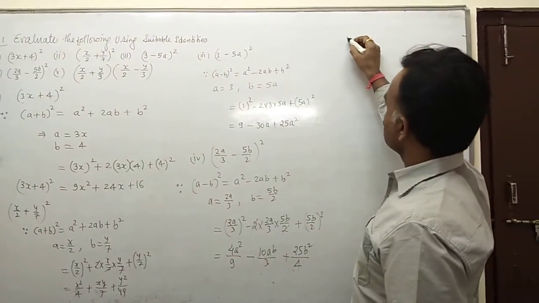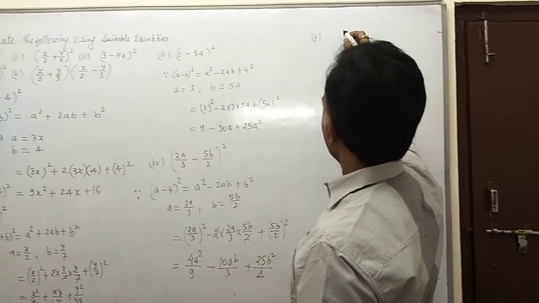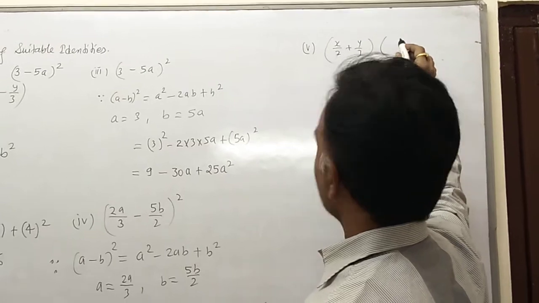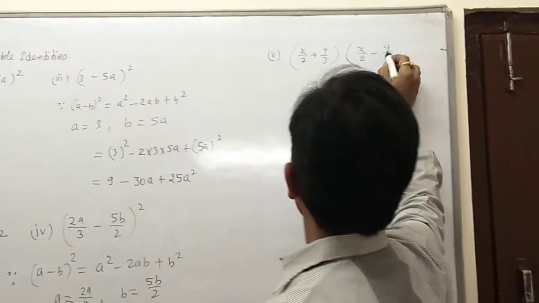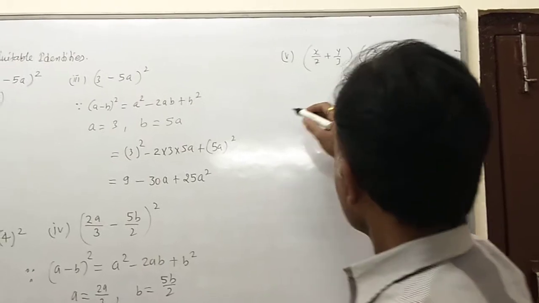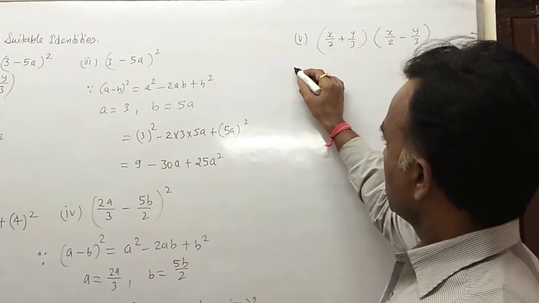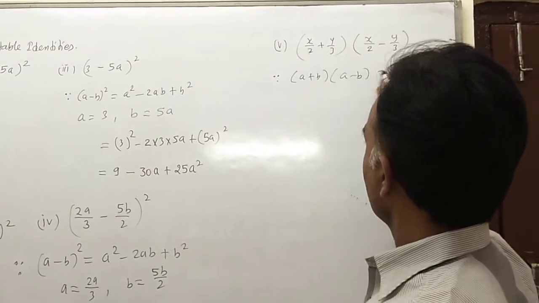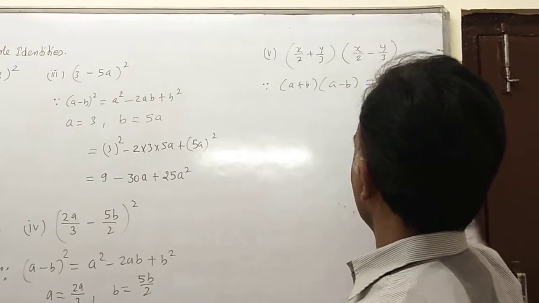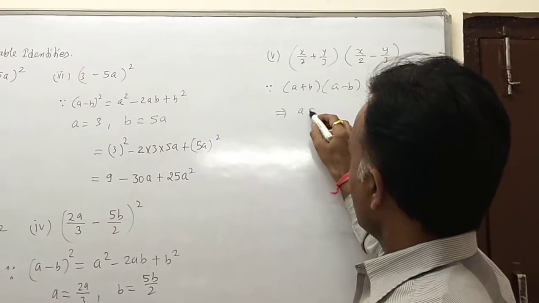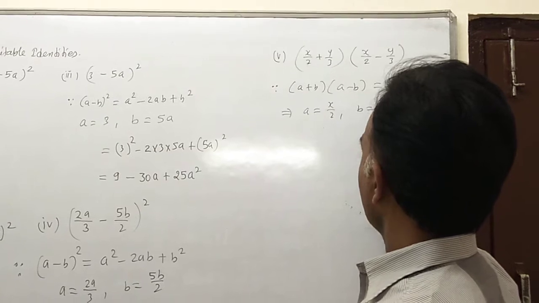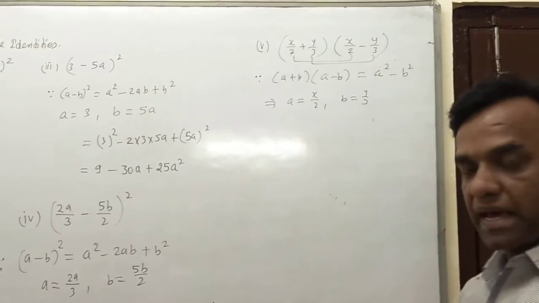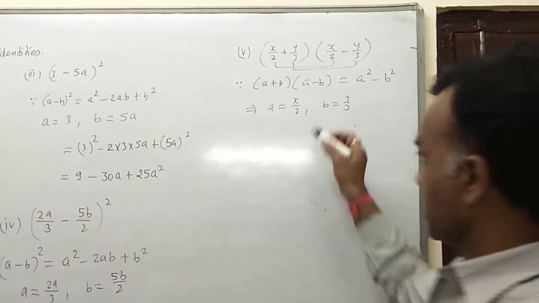Similarly, the fifth identity is related to the minus sign and plus sign: (x/2 + y/3) and (x/2 - y/3). This can be written in the form (a + b)(a - b). We know this identity gives a square minus b square. Again we compare the values: a equals x/2 and b equals y/3, because both terms are the same and the brackets are the same, but the sign is positive in the first bracket and negative in the second bracket.